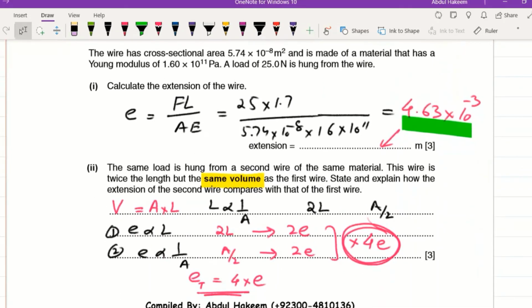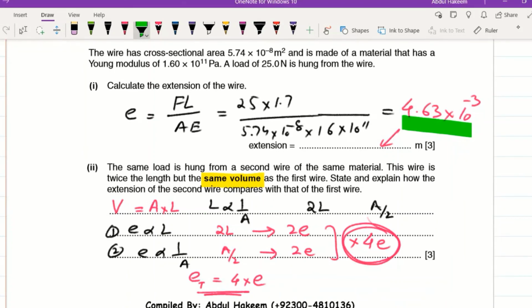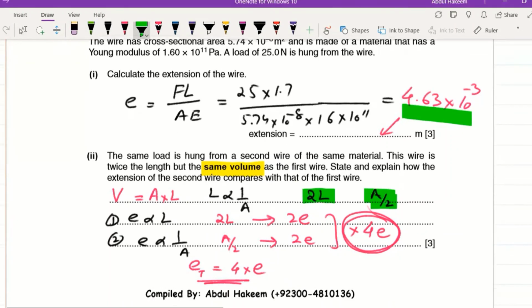Next. The same load is hung from a second wire of the same material. This wire has twice the length but the same volume as the first wire. State and explain how the extension of the second wire compares with that of the first wire. Look, volume is area times length. When volume is constant, area and length are inversely proportional. When length becomes double, the area becomes half due to the constant volume.